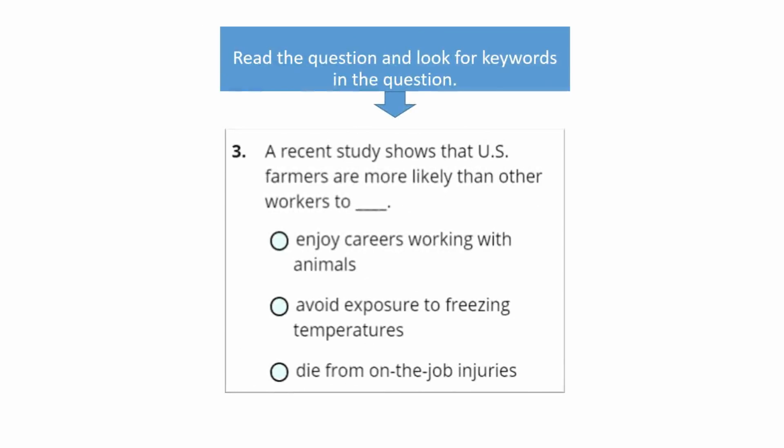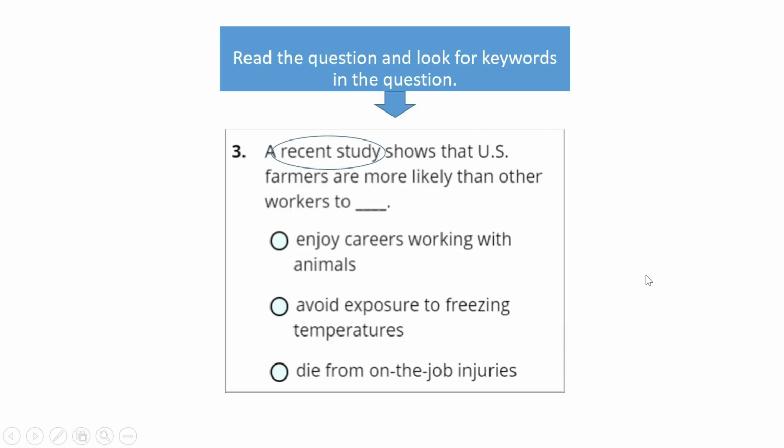So after we have read the first line and second line of each paragraph, we read the question and look for keywords in the question. As mentioned before, we will deal with question 3, where it says: a recent study shows that US farmers are more likely than other workers to. So we have a space and we have to choose from these 3 choices here to fill in that space. Keywords.